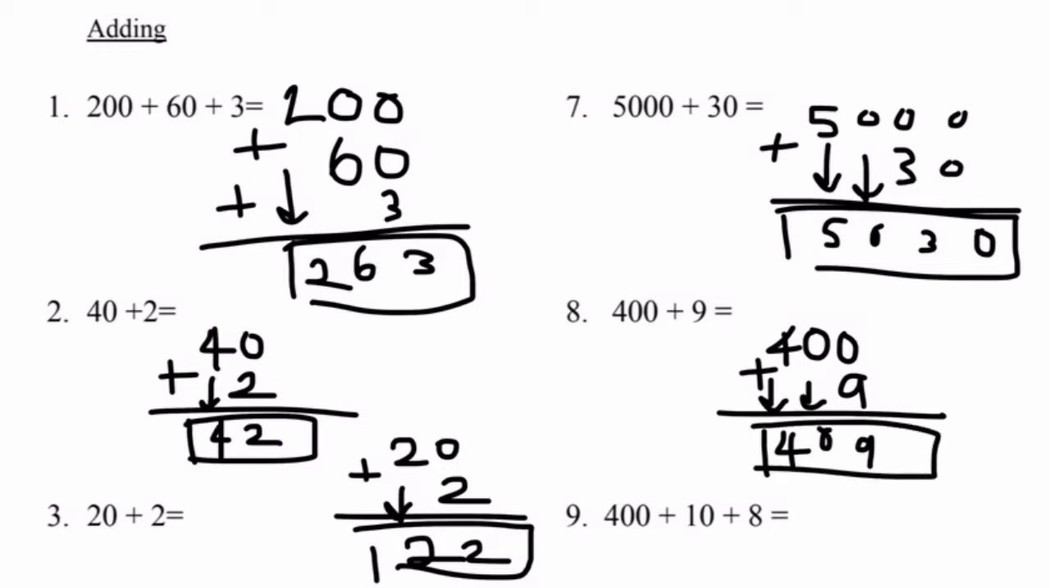Last but not least, we have the final equation, 400 plus 10 plus 8. I'm going to align the numbers vertically, 400 plus 10 plus 8. 8 plus 0 should equal 8. 1 plus 0 should equal 1. We bring down the 4. Our final answer for 400 plus 10 plus 8 should equal 418.